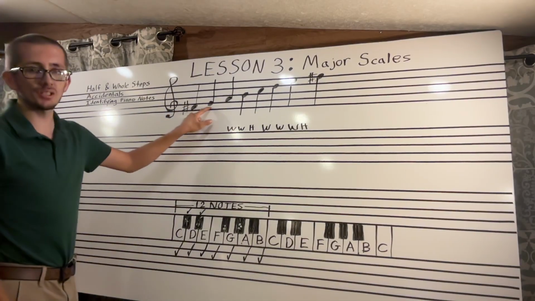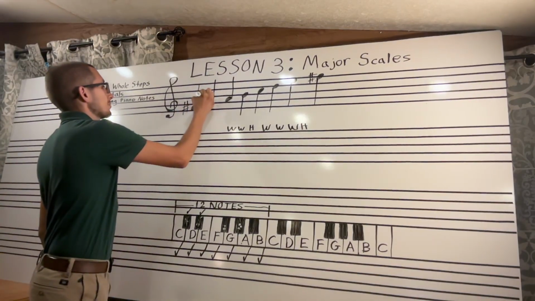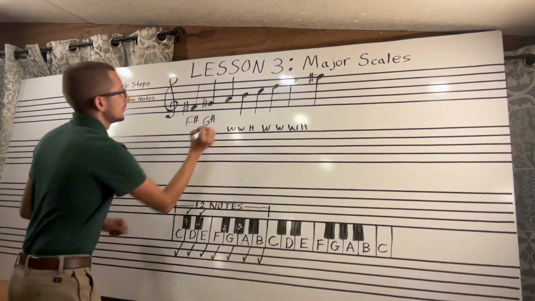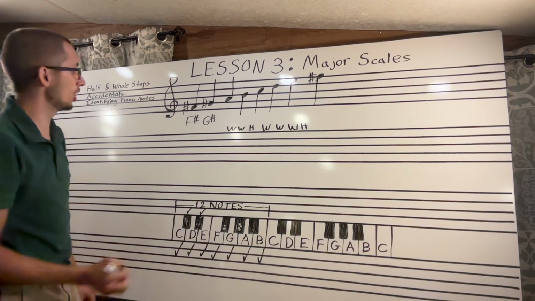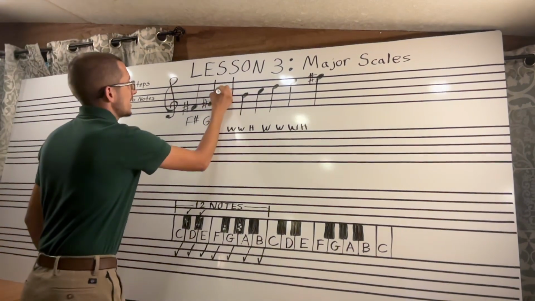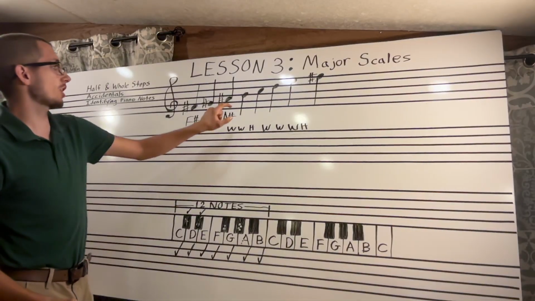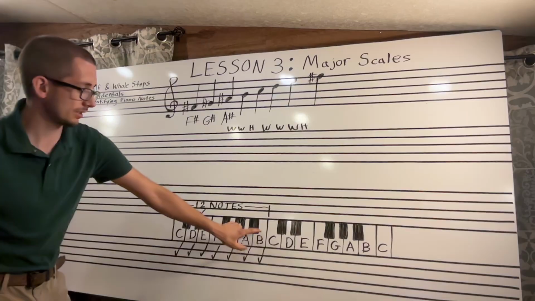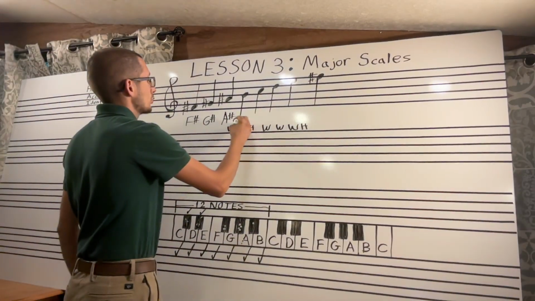F sharp to G, that's not a whole step, so we need to add a sharp sign next to this G. F sharp to G sharp is a whole step. G sharp to A, is that a whole step? No, so we need a sharp sign next to that A. Now we need a half step. Is A sharp to B a half step? Yes, it is. A sharp to B, that's a half step, so that pitch is good to go.